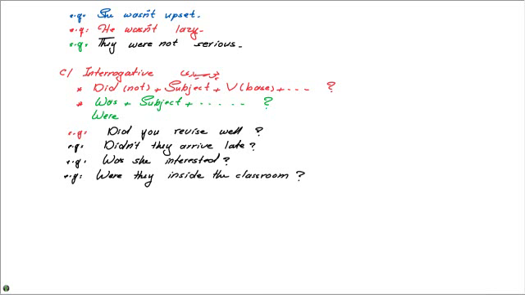It means with the main verb, revise, we use did. But with the verb to be was and were, we just front the verb to be in front of the subject to make the question.